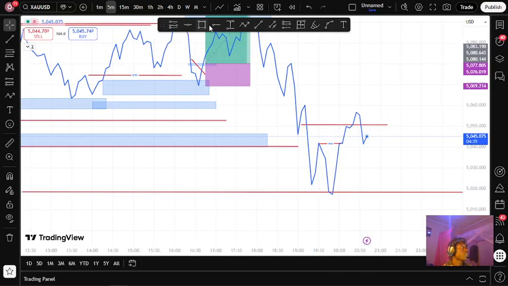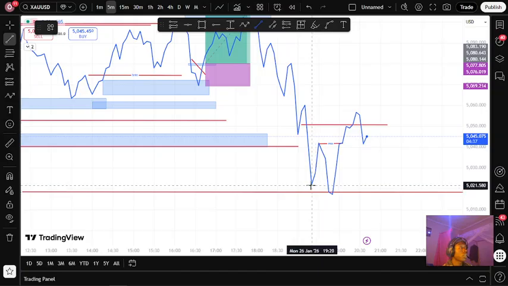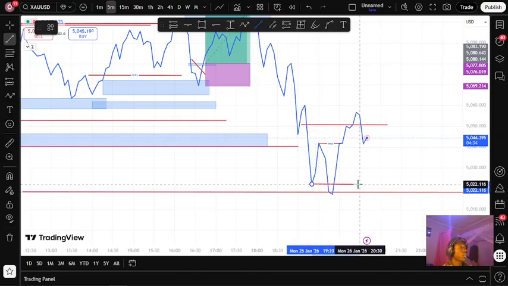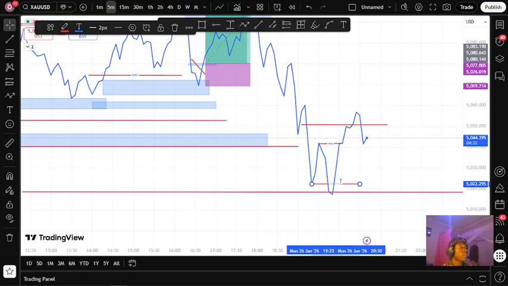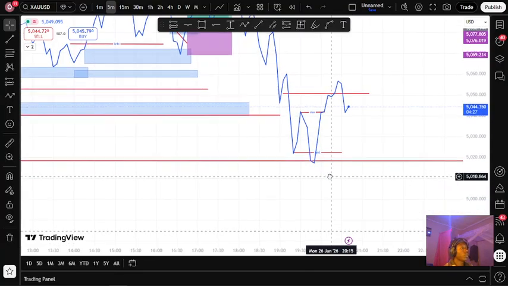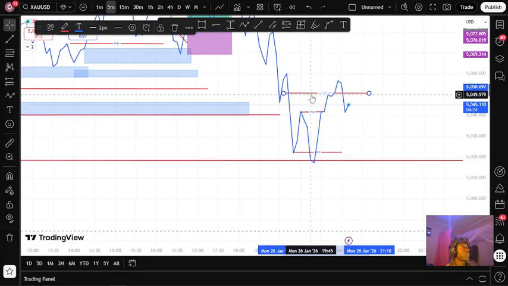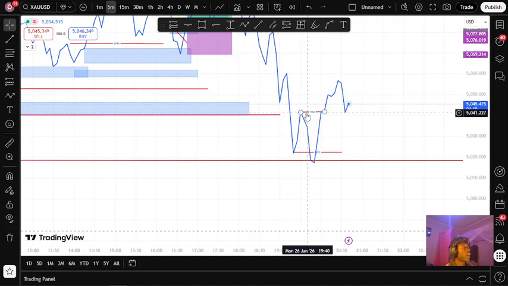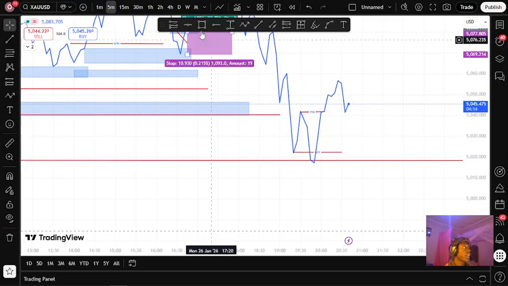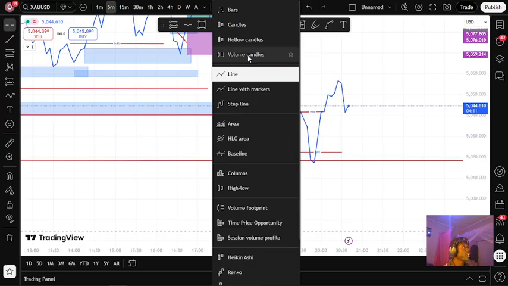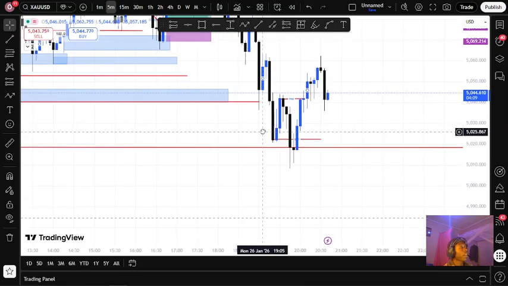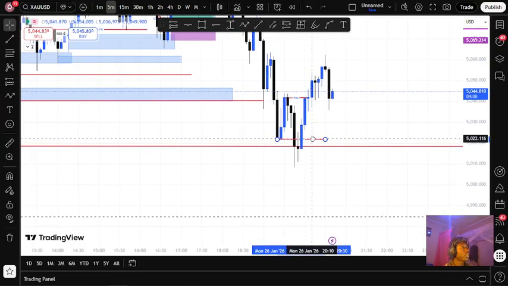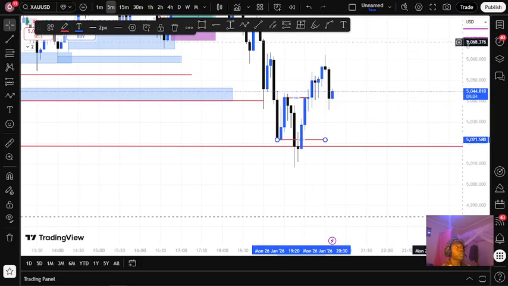I don't want these things misbehaving. Let me draw another Quasimodo level. So the price, let me remove this one. The price broke the recent lower high, and I'm anticipating, you can see the reaction at this point. So there's a change of character at this point.